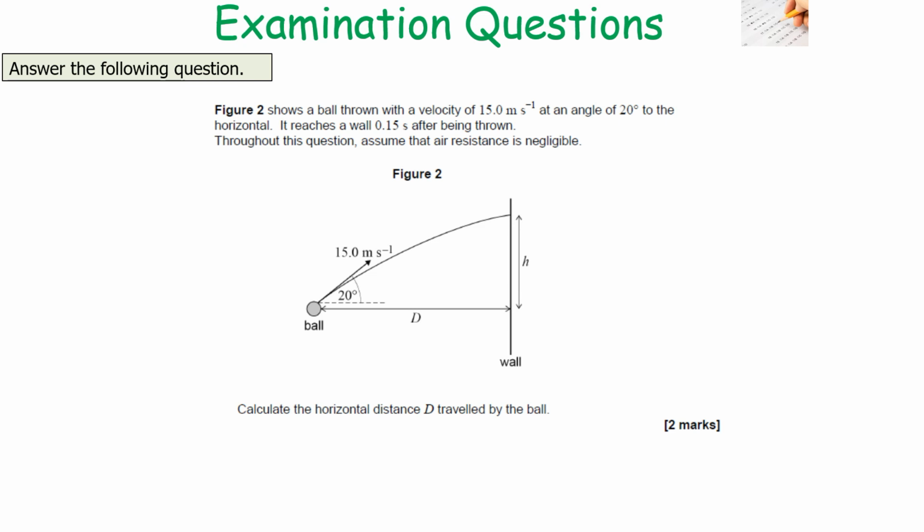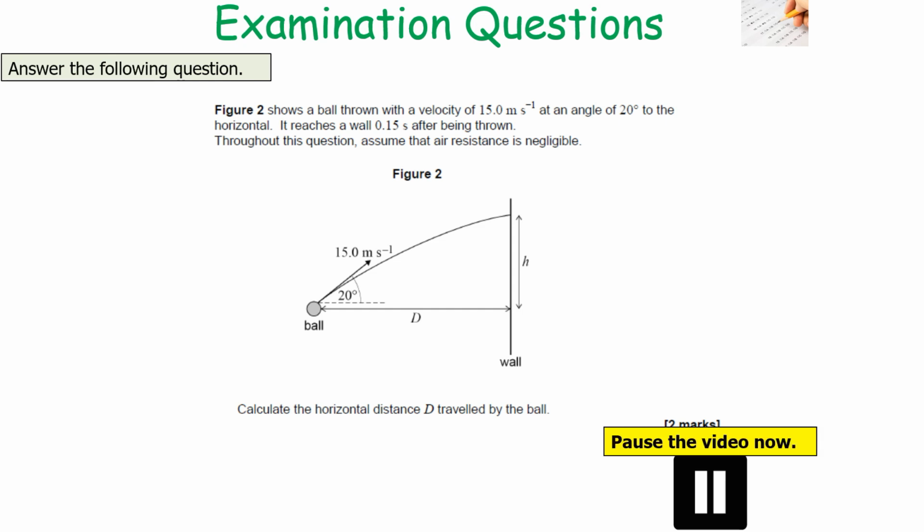per second at an angle of 20 degrees to the horizontal. It reaches a wall 0.15 seconds after being thrown. Throughout this question, assume that air resistance is negligible and calculate the horizontal distance travelled by the ball. So pause the video now, then unpause the video when you want to go through your answer.